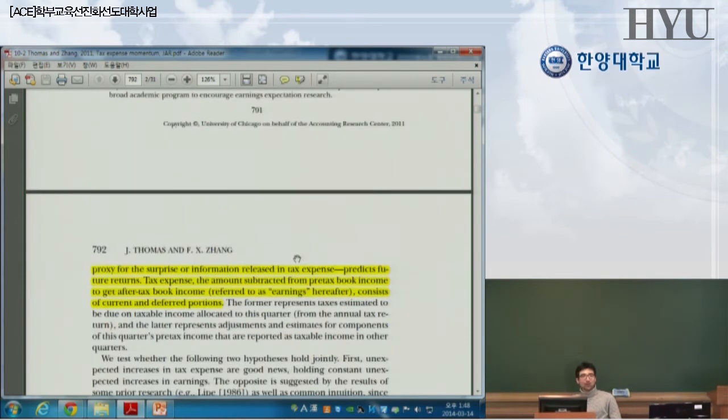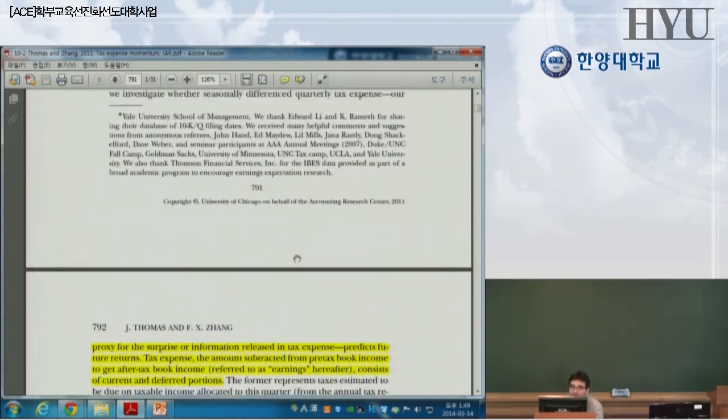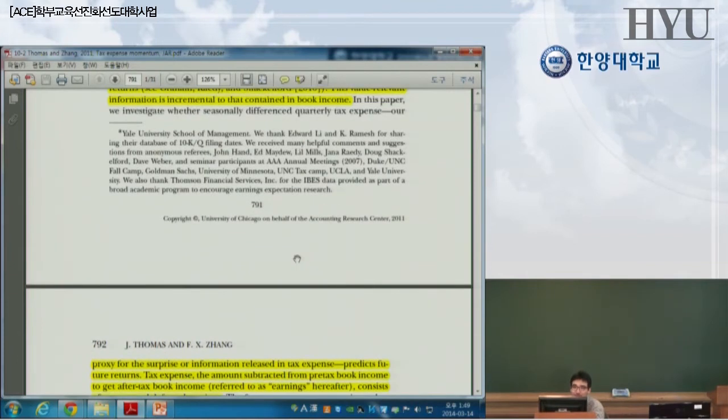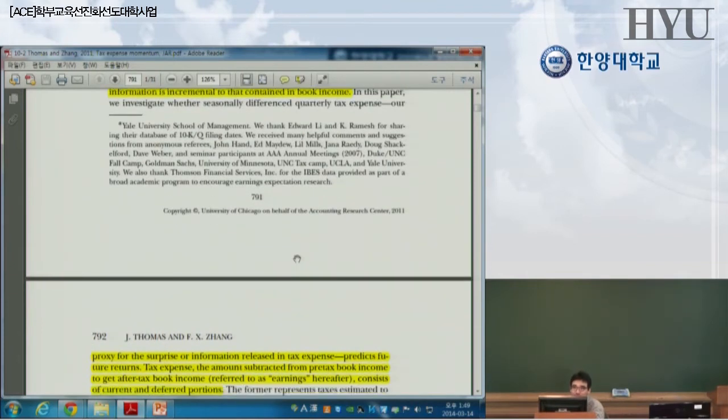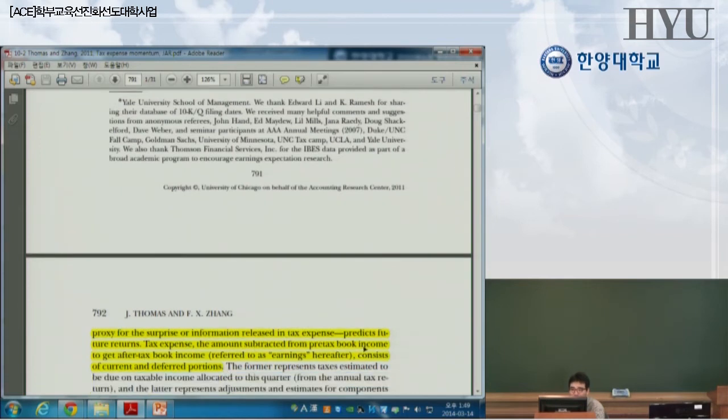Let's see whether that is the right statement. So in this paper, the authors argue that they investigate whether seasonally different quarterly tax expense, our proxy for the surprise or information released in tax expense, predicts future return.